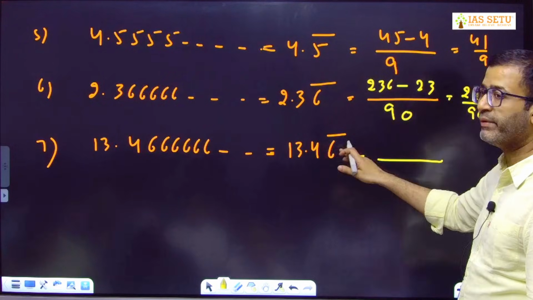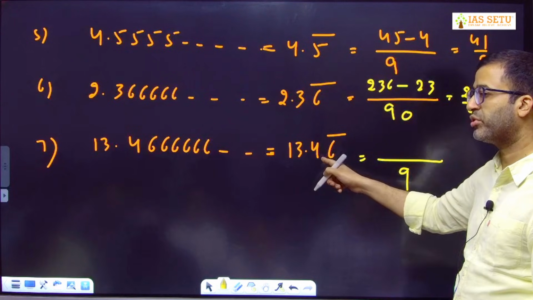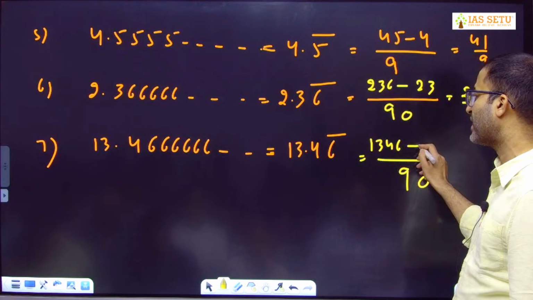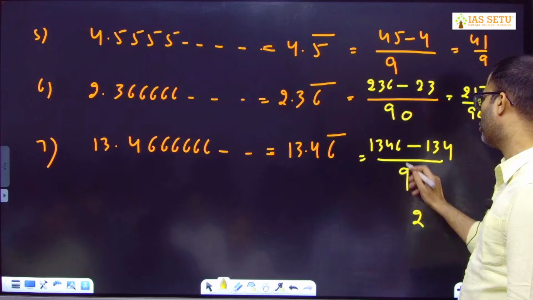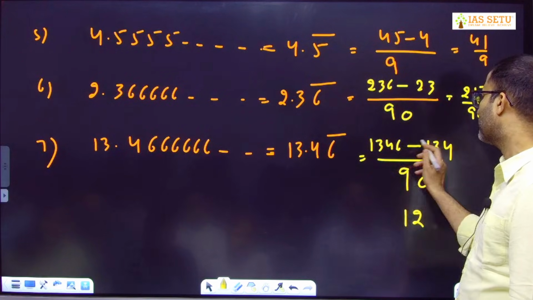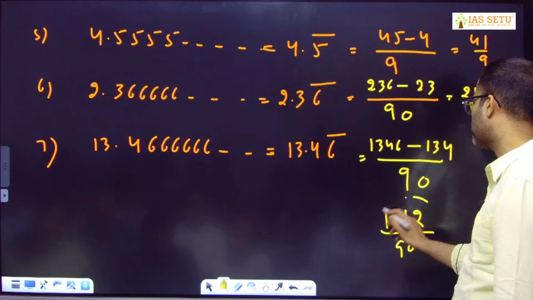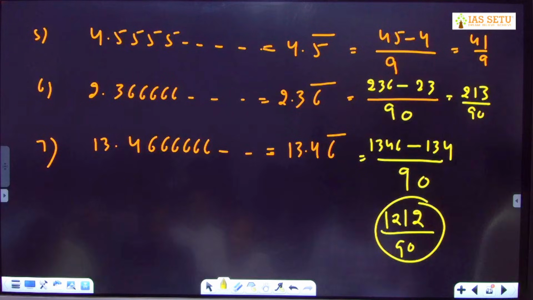Third question, how many digits on the bar? 1, so 9. How many digits between the decimal? 1, so 90. What is the numerator? 1346 minus 134. 6 minus 4 is 2. 4 minus 3 is 1. 13 minus 1 is 12. 1212 upon 90. Simplify.